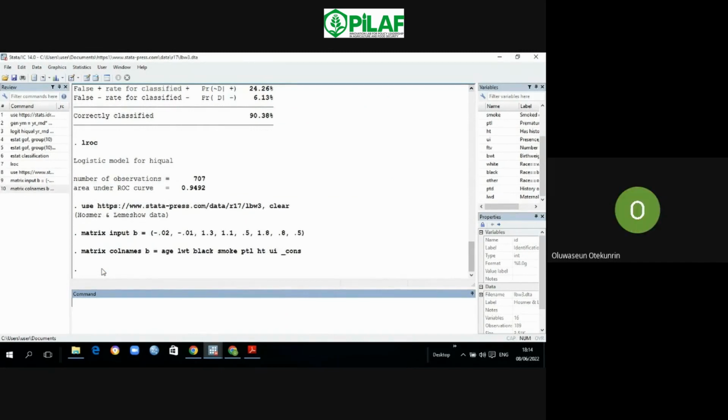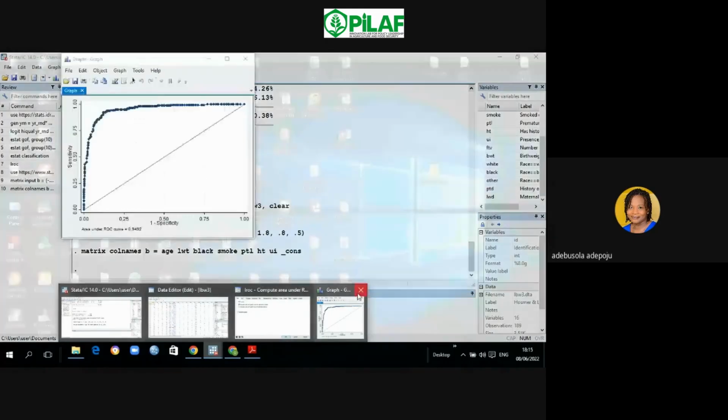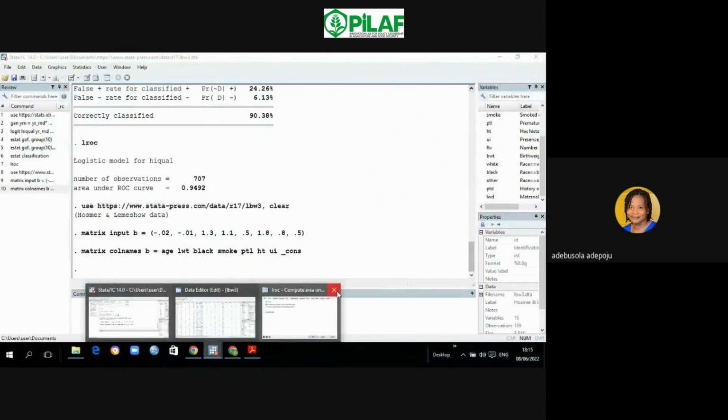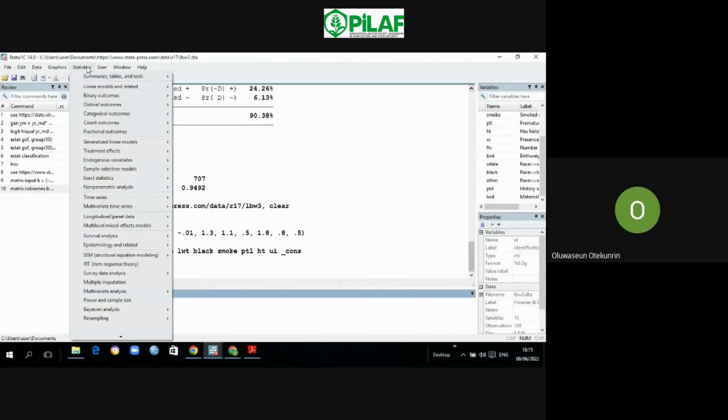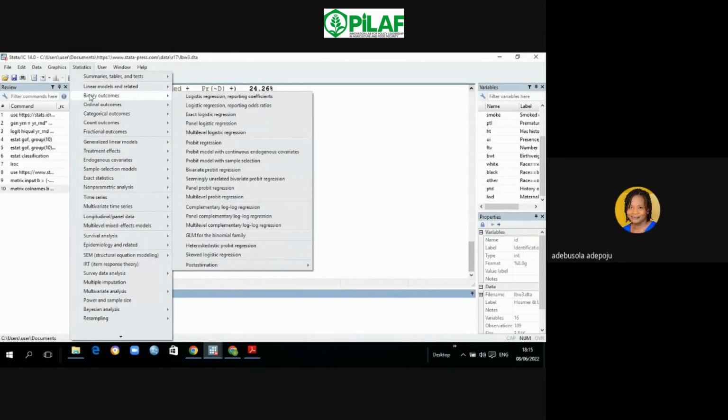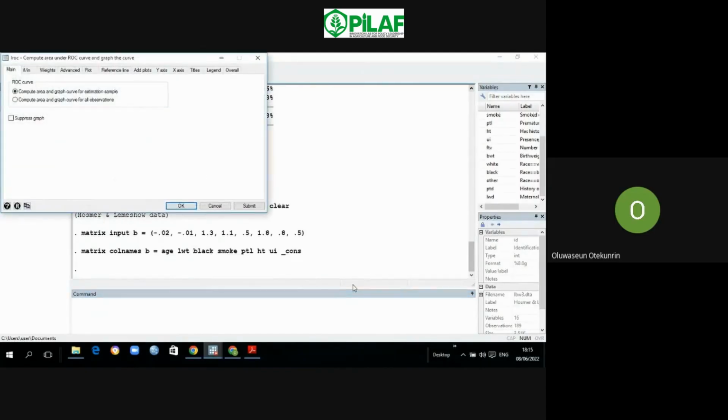So if we paste into the command window now, we will now move from our menu statistics to binary outcomes, then to post estimation, then to ROC curve. Then that window comes out again. Then you see the main ROC curve.